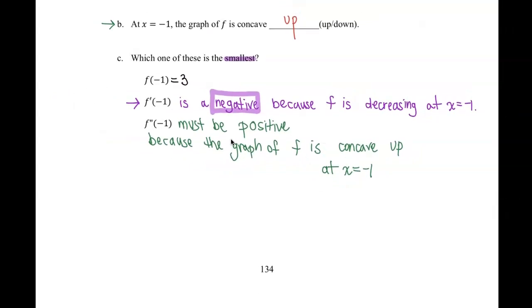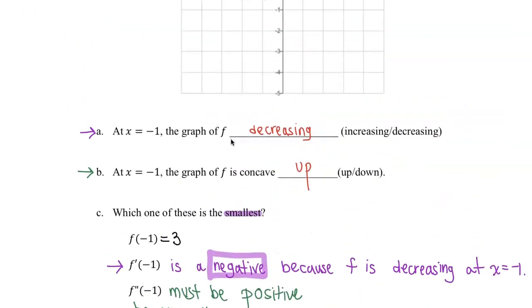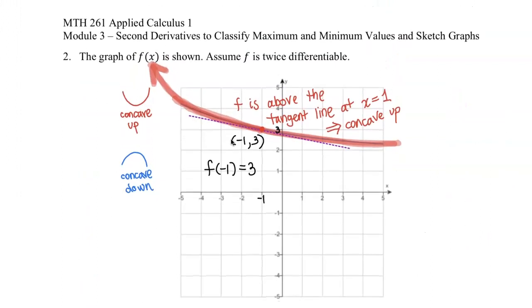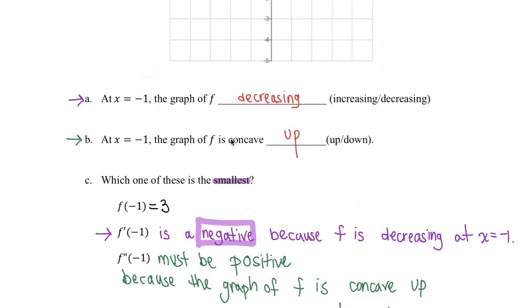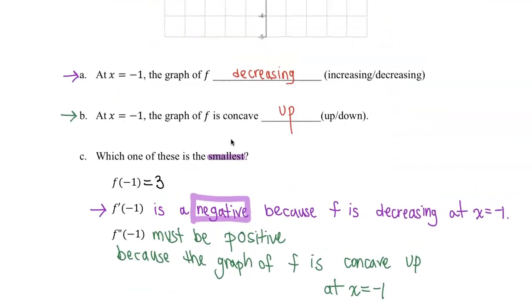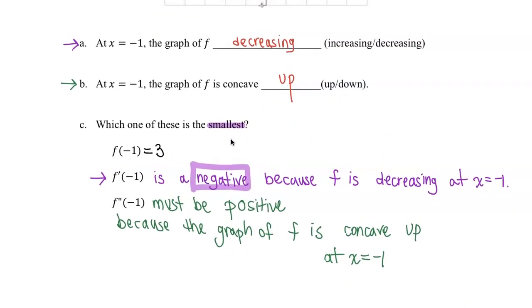So that's it for page 134. In this example, we were given the graph and we answered some interesting questions that had to do with the first derivative and the second derivative.